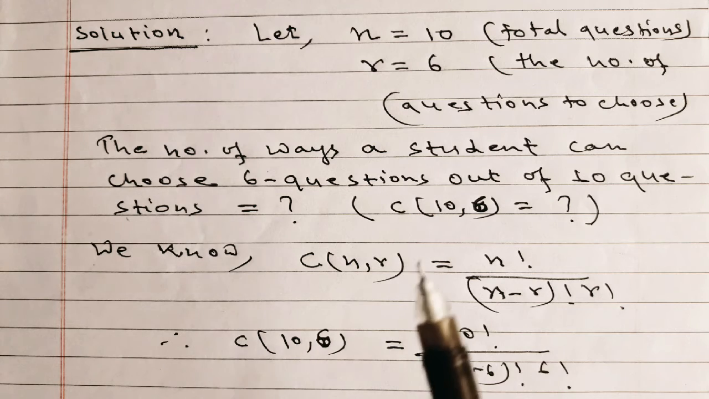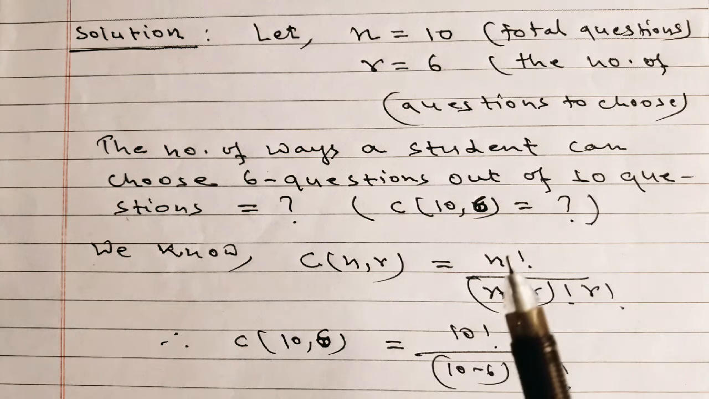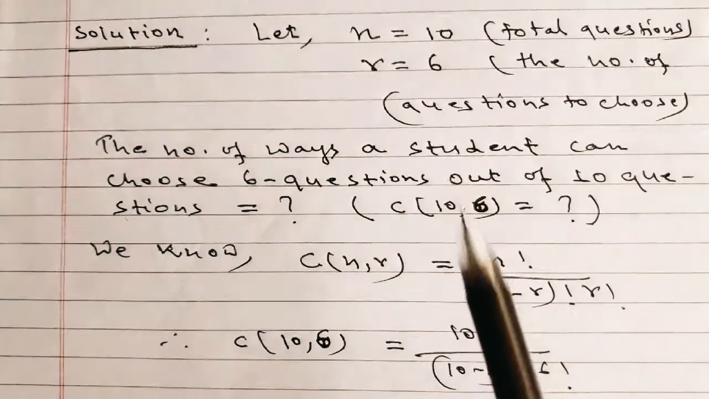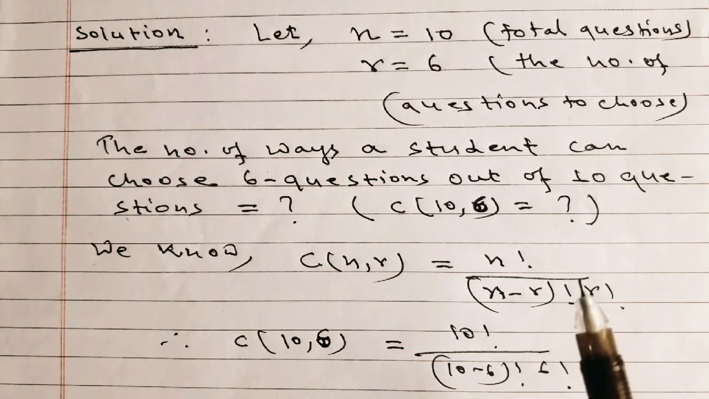The value of n is 10 and the value of r is 6. So C(10, 6), the selection of 6 questions out of 10, is equal to 10 factorial divided by (10 minus 6) factorial into 6 factorial.